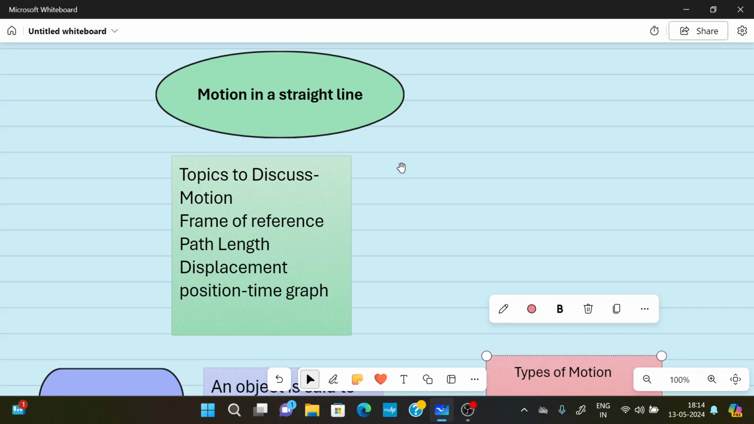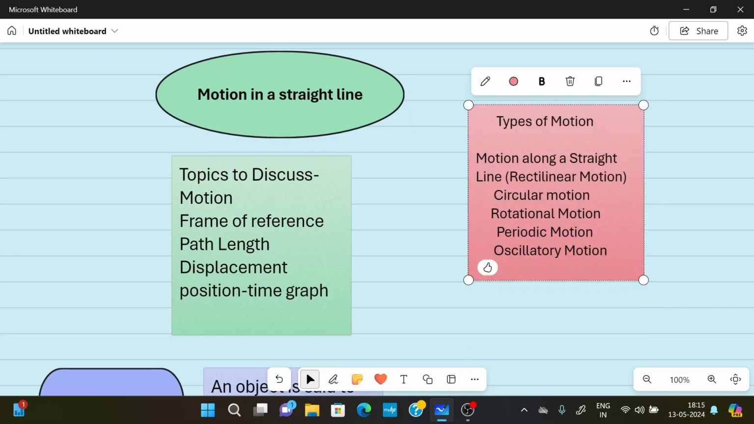In today's video, we are going to discuss the topic of class 11 physics, that is motion in a straight line, which is also called rectilinear motion. As we know, there are many types of motion, like motion along a straight line, circular motion, rotational motion, periodic motion, and oscillatory motion. Out of all these types of motion, we shall confine ourselves to the motion of an object along a straight line, which is also called rectilinear motion. So in this video, we will discuss only rectilinear motion.